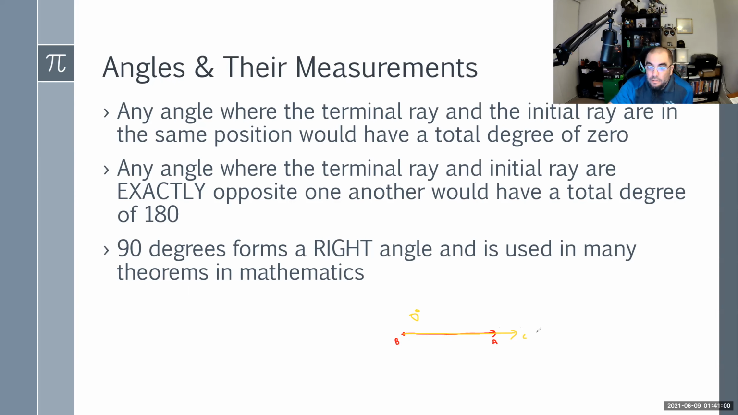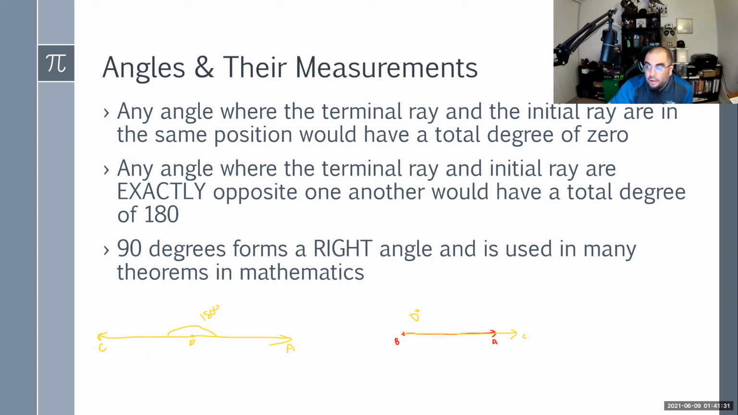Each angle where the terminal ray and the initial ray are the exact opposite of one another would have a total degree of 180. So in this case, if I have my angles again, and it's forming a straight line, and here's my B, here's my A, here's my C, right? My angle ABC, because it makes a full 180 degree arc, the measurement would be 180.